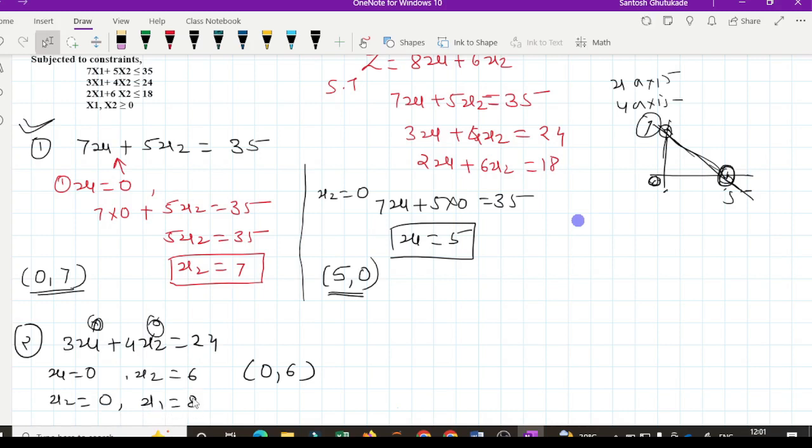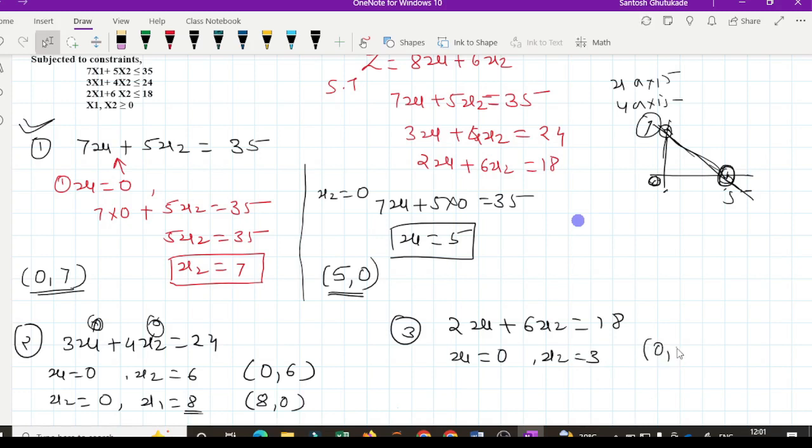So x1 is equal to 8. So here, this coordinate you get x1 is 8, that is on the x-axis, so 8 and 0, this is another coordinate. And similarly for equation number 3, which is 2x1 plus 6x2 is equal to 18. When x1 is put equal to 0, that time you will get x2 is equal to 18 by 6. So here we will get 3.